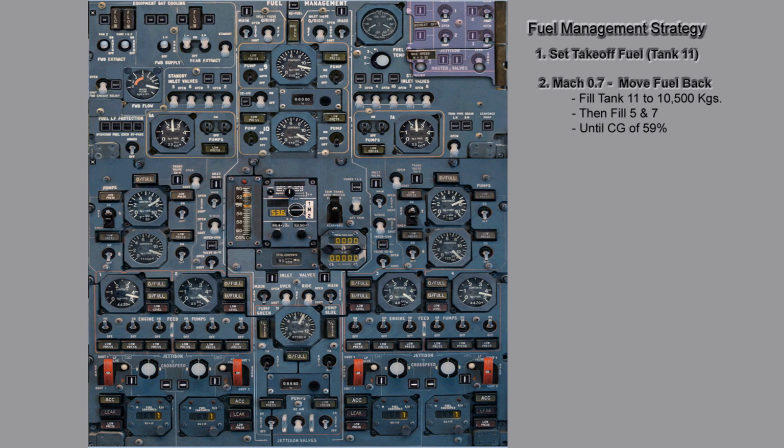Once our center of gravity reaches 59%, we will stop moving fuel out of tanks 9 and 10 and set our aft trim. The aft trim will reduce fuel in tanks 5A and 7A, the wingtip tanks, and also reduce the fuel in tanks 1 and 4 to keep our center of gravity stable.